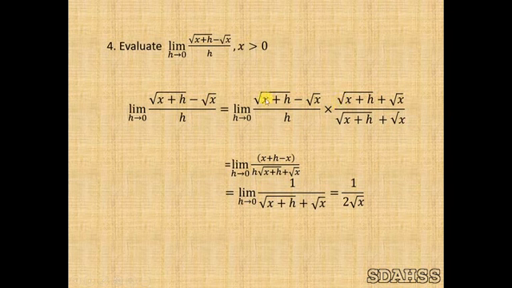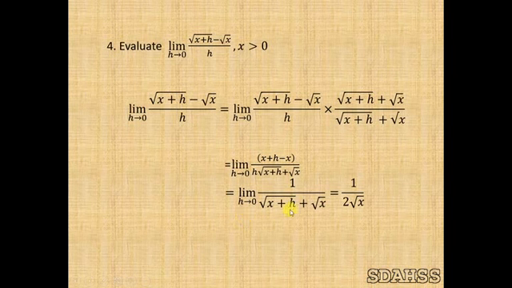So this can be written as root of x plus h whole square minus root x whole square, which can be written as x plus h minus x, divided by h into root of x plus h plus root x. Now x plus h minus x, the x cancels, h cancels, and remaining you have limit h tends to 0, 1 by root of x plus h plus root x.